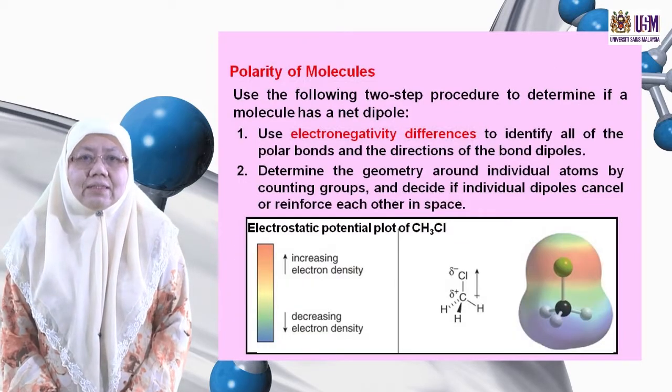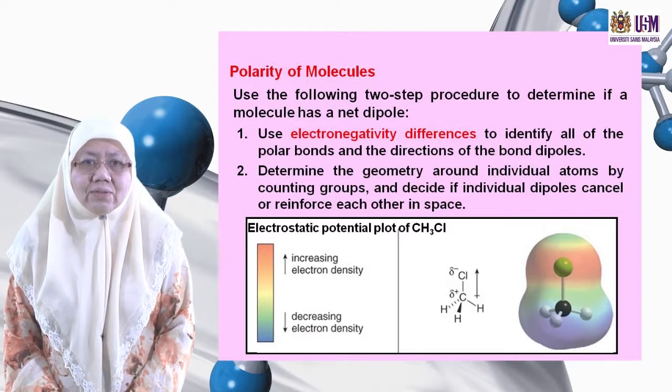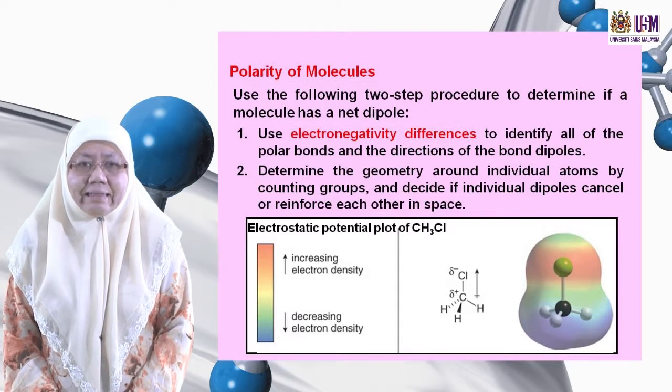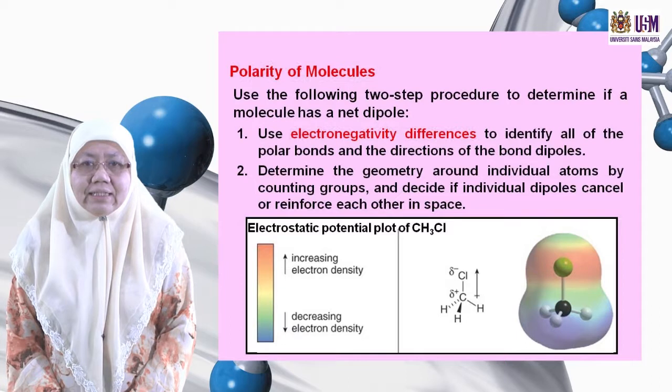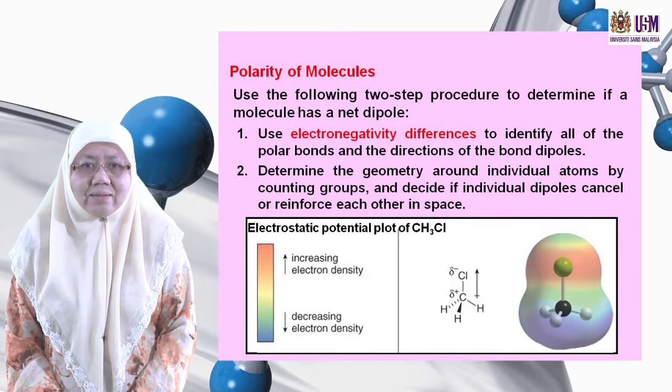In order to determine the polarity of molecules, we can follow these steps. First, we use the electronegativity differences to identify all of the polar bonds and the directions of the bond dipoles. And then we determine the geometry around individual atoms by counting groups and decide if individual dipoles cancel or reinforce each other in space.